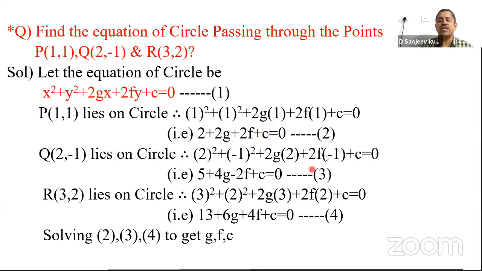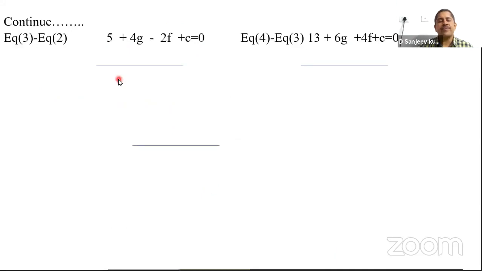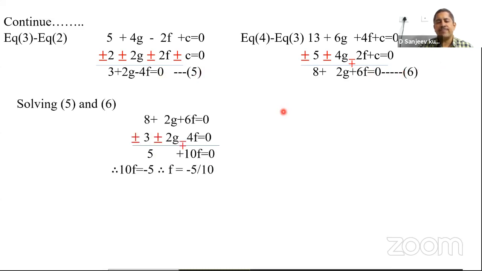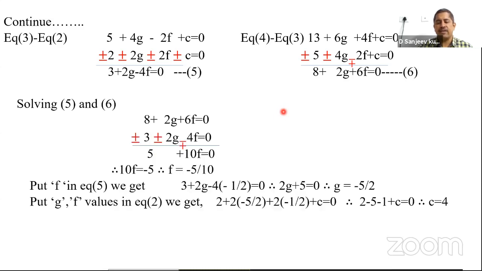So for that you have to solve equations 2, 3, 4. How have you solved it? You have taken equation 3 minus equation 2. We got 2 equations: 3 plus 2g minus 4f is equal to 0, and 8 plus 2g plus 6f is equal to 0. Now you solve these 2 equations, 5 and 6, and you get the values of g and f. First you get the value of f, then you get the value of g.